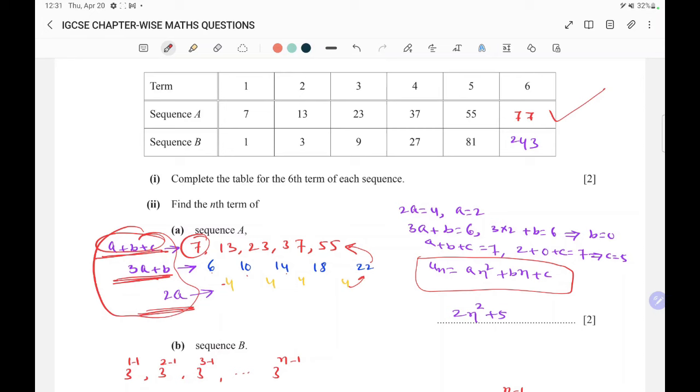If you want to know the reason why the first term is considered as a plus b plus c, the first term of the first difference is 3a plus b, and the first term of the second difference is 2a, then you can write in the comment box. I will give you an explanation about it. It's very simple, but it is not required over here. So a plus b plus c equals 7, which you can check here where I have written.